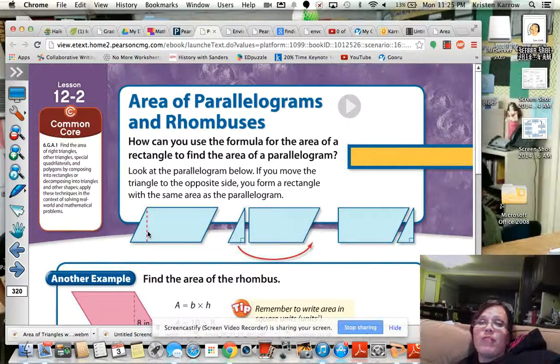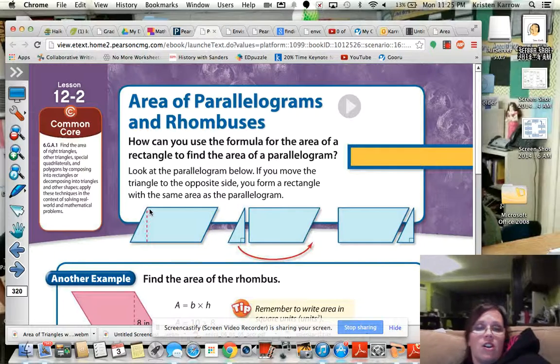So, would my formulas be the same? You should come up with yes. The formula is essentially going to be the same, but when we talk about parallelograms, instead of calling this the length, we're actually going to call the bottom here the base. Okay, and we're going to talk about base and height because we need a height that is straight up and down.